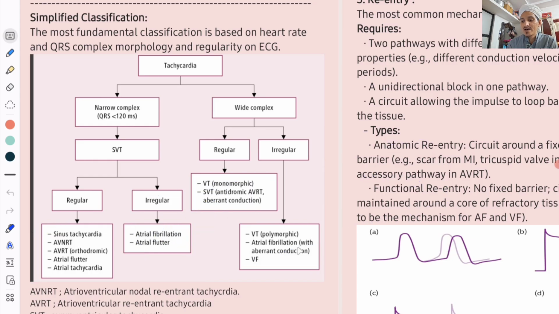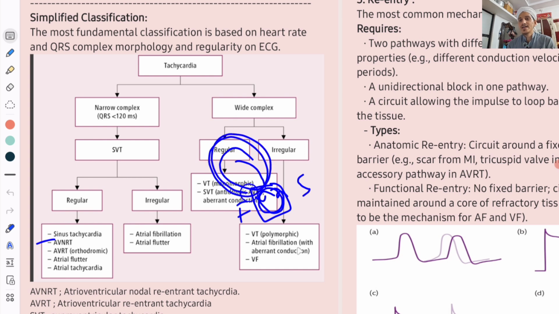Or it can be AVNRT. What is AVNRT? Atrioventricular nodal reentrant tachycardia. So there will be a circuit in the AV node itself, with a fast pathway and a slow pathway. That circuit is causing the tachycardia. That is nothing but AV nodal reentrant tachycardia. Okay.